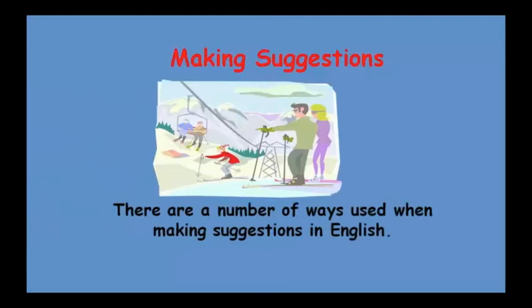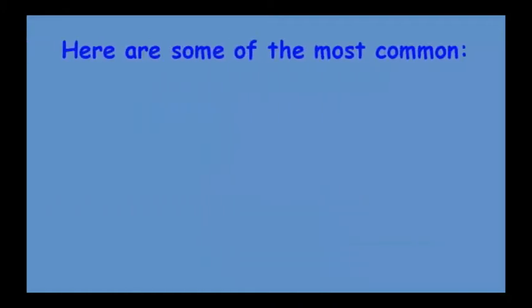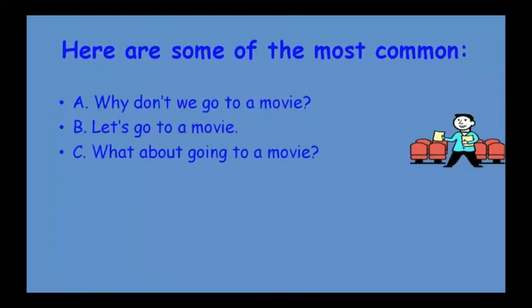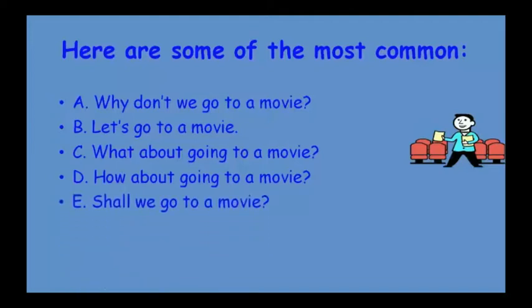Now we are going to study suggestions. There are a number of ways used when making suggestions in English. Here are some of the most common. Why don't we go to a movie? Let's go to a movie. What about going to a movie? How about going to a movie? Shall we go to a movie?